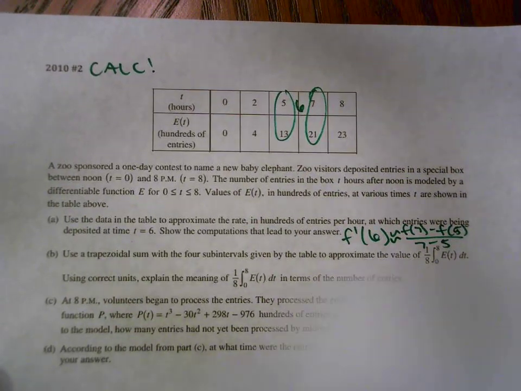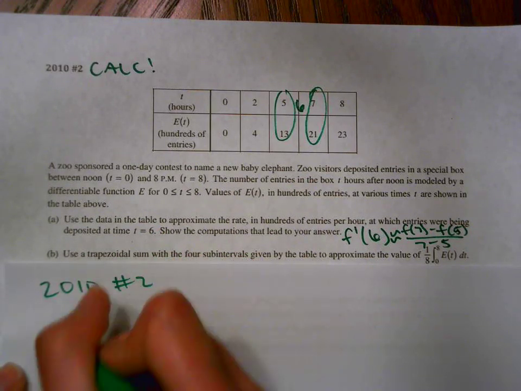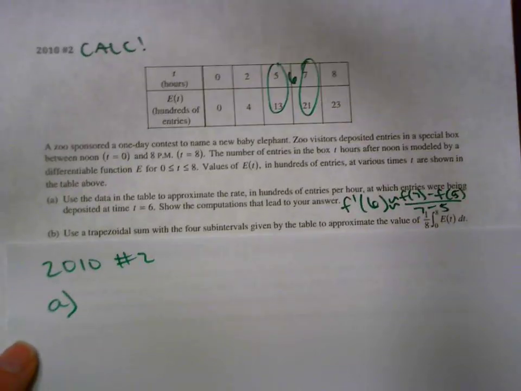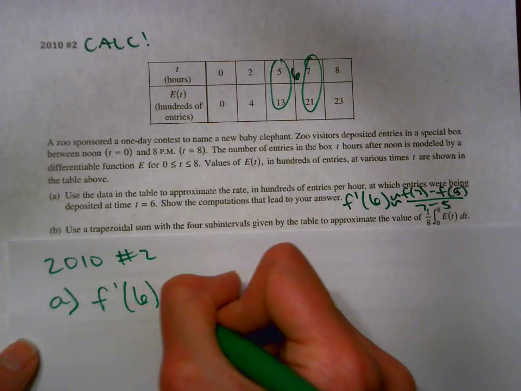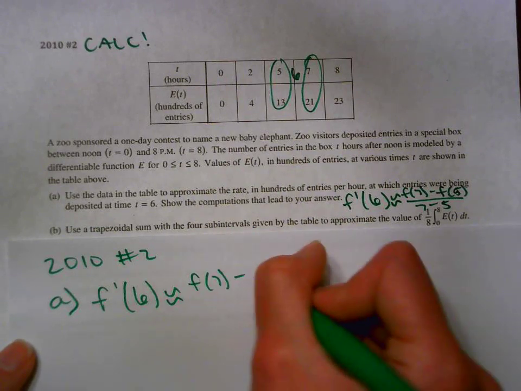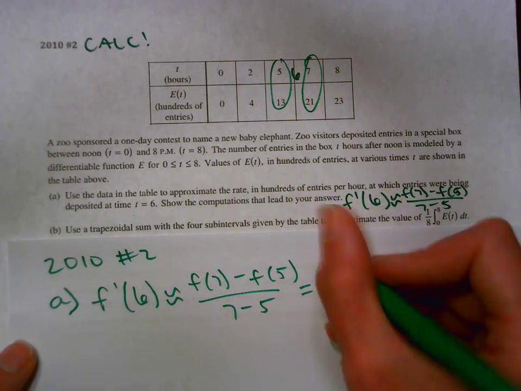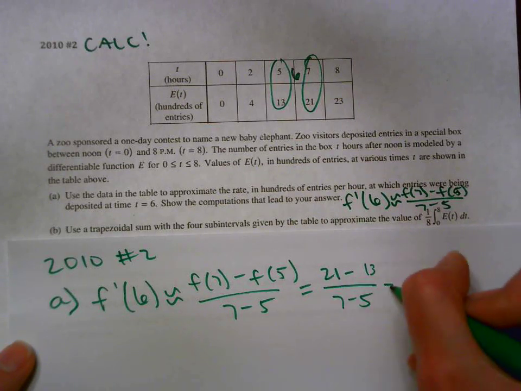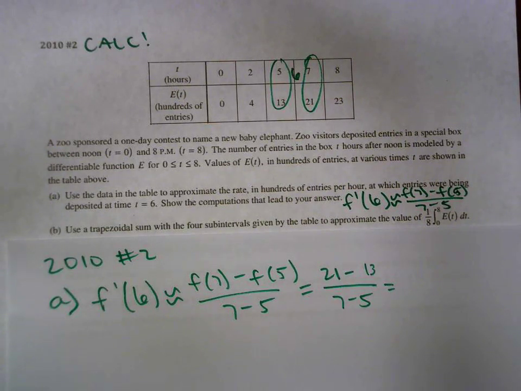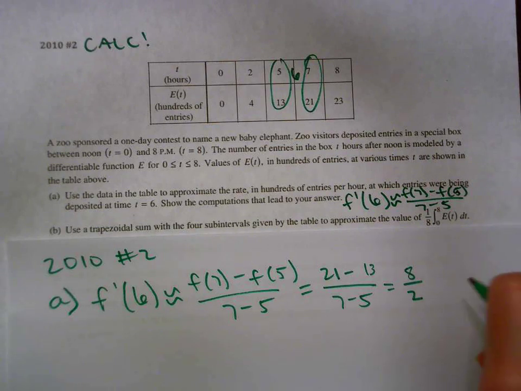So we're going to do it on another sheet of paper. This is 2010 number 2 for A. I'm going to rewrite that down. I should have written it down on here. So it's going to be approximately this average rate of change, which is f of 7, which is 21, minus f of 5, which is 13. And then we have 21 minus 13, which is 8, over 7 minus 5, which is 2.